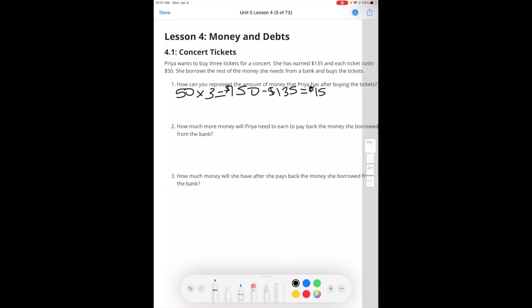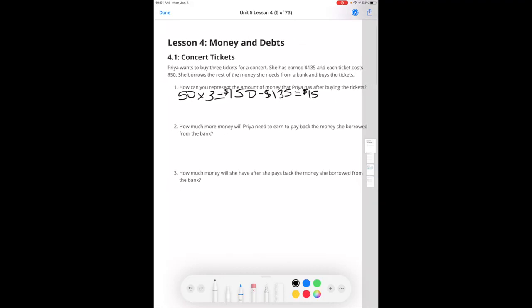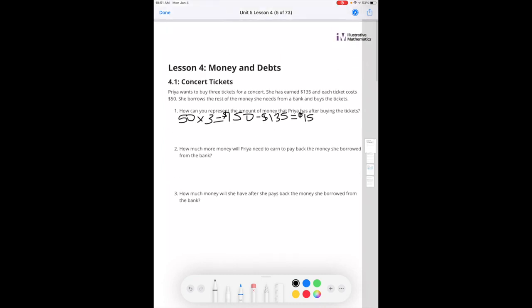So it wants to know how we could represent the amount of money that she has. Well, she's used all of her money, but she borrowed money from the bank. So that means she actually has negative $15 because she's in debt. She owes the bank $15.